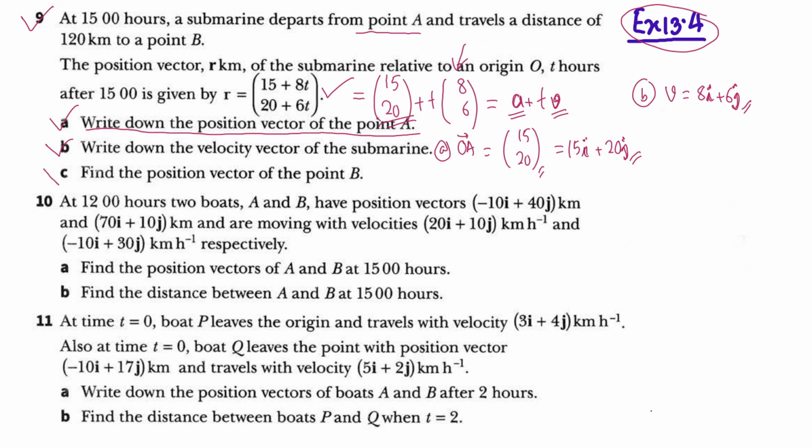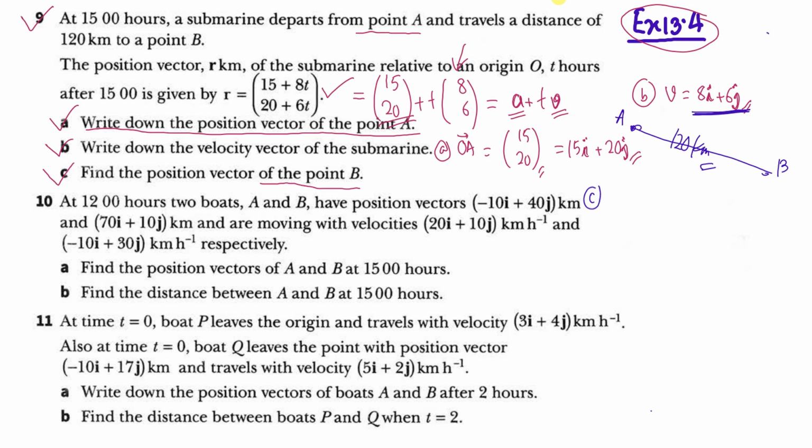Now we are in question c: find the position vector of the point B. We have to find the t value first, because it is written here from A to B. If we draw a diagram, this is the point A to B, and it travels a distance of 120 km, under this velocity 8i plus 6j.